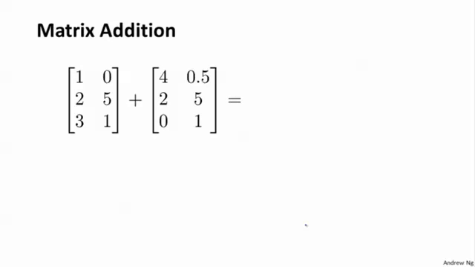Given 2 matrices like these, let's say I want to add them together. How do I do that? What does addition of matrices mean? It turns out that if you want to add 2 matrices, you just add up the elements of these matrices one at a time. So the result of adding 2 matrices is itself another matrix. The first element I get by taking 1 and 4 and adding them together, so I get 5. The second element I get by taking 2 and 2 and adding them, so I get 4. 3 plus 0 is 3, and so on.